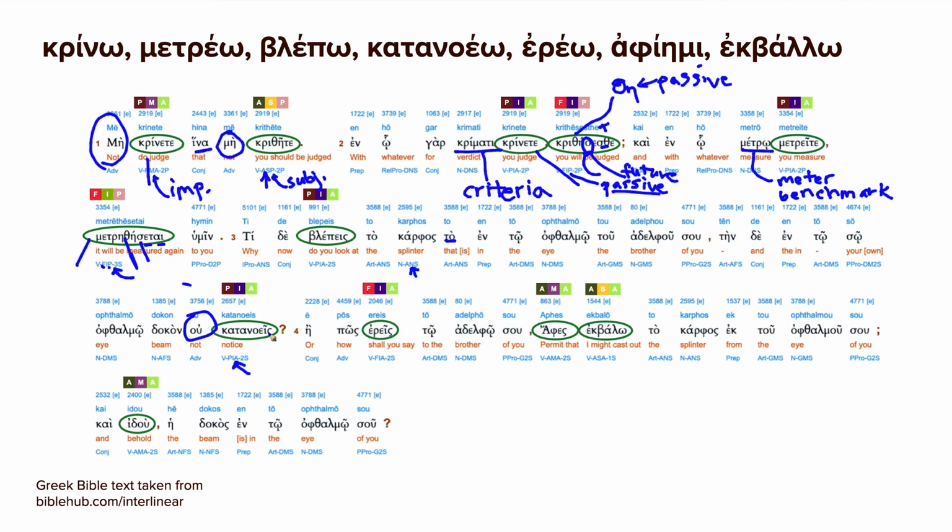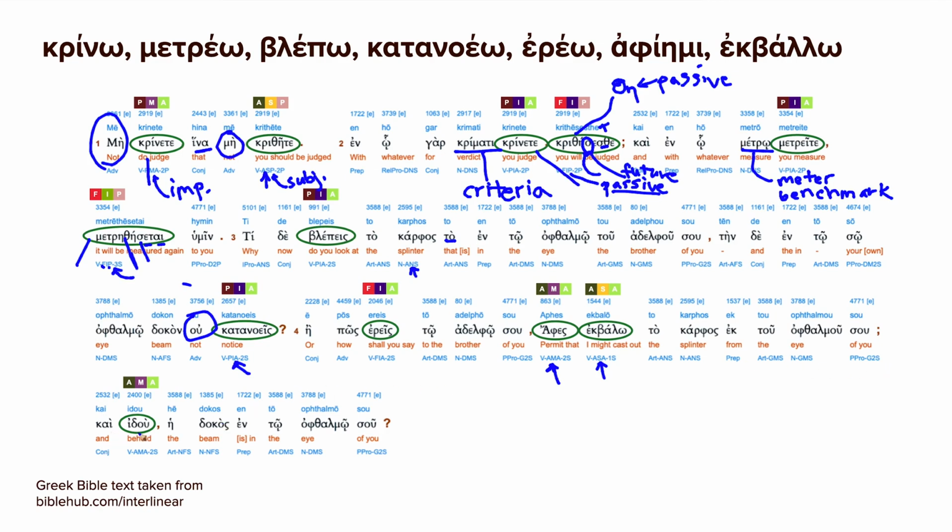You don't notice. Katanoeis, with ou in front of it to negate it. All right, and then how, pos ereis, do you say to your brother, permit me to cast out the splinter from your eye? So here, aphes is imperative. It's like a command. And then ekbalo, I might cast out. This is a subjunctive. And so you're asking your brother to permit you to cast out, basically, to take out his splinter from his eye.